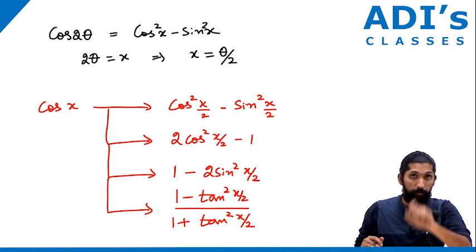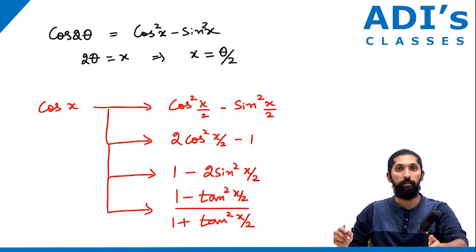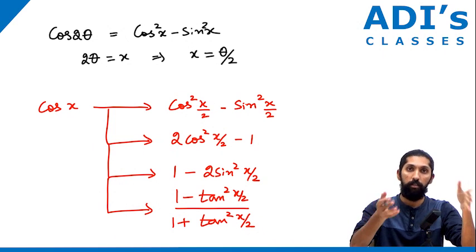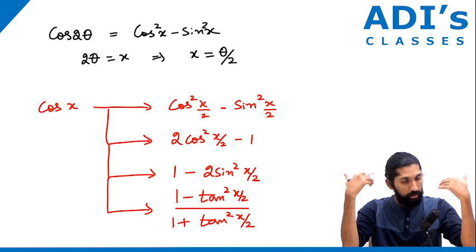See, there are 4 formulas for cosine. It's nothing but the same formula, isn't it? Wherever you have x or theta, just divide by 2. Very simple. If you do this, you'll easily get the value.